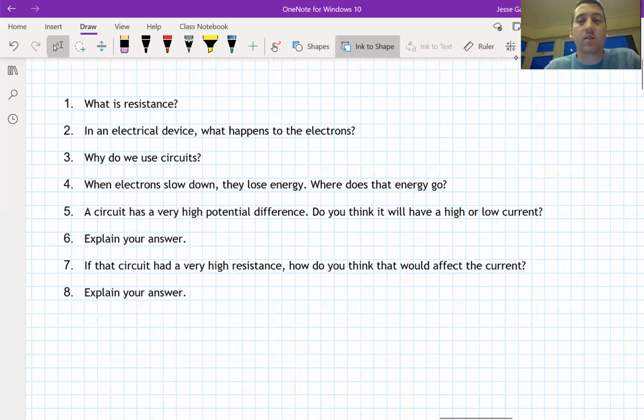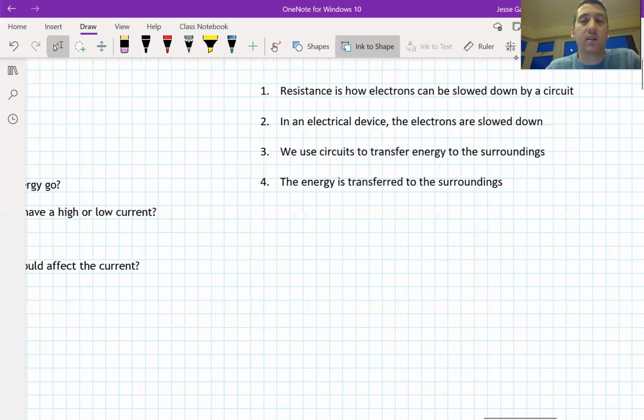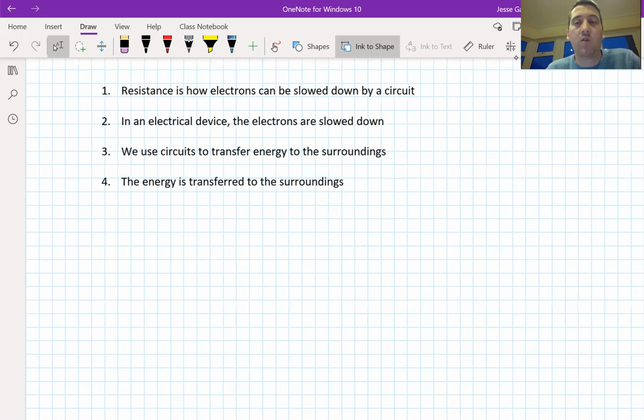Okay, so the answers are coming up now. First of all, what is resistance? Resistance is how electrons can be slowed down by a circuit. So that's the definition. Resistance is how electrons can be slowed down by a circuit. So that's a full sentence answer.